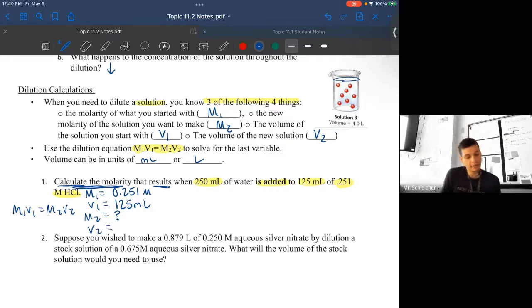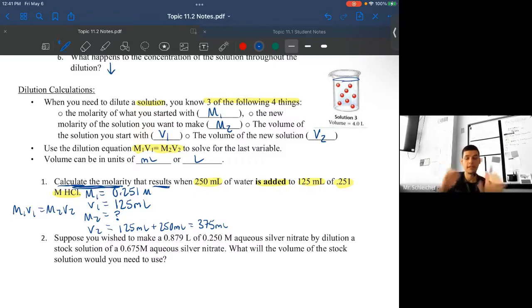And then my second volume, let's be really careful with my final volume here. I started with 125 milliliters, but then it said I added 250 to that. So I really have to make sure I do this carefully: I started with 125, I added 250 to that. So my final second volume is going to be those two added together, which would be 375 milliliters, exactly.